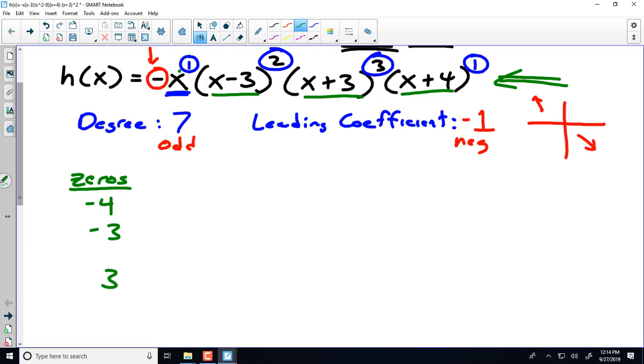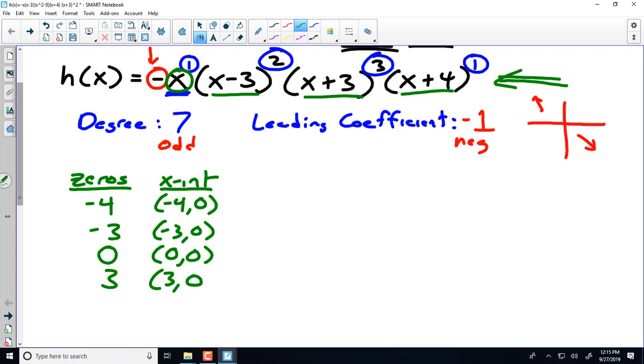Once again, this x in front comes back to haunt us. If there is an x in front, or an x squared, or an x cubed, or an x to any power in front of the other factors, that means that 0, the number 0, is one of your zeros. It's an easy one to forget, but we do need to put that 0 in there because of the x in front of all the other factors. Okay, quickly we'll turn these into x-intercepts. Negative 4, 0, negative 3, 0, 0, 0, and 3, 0.